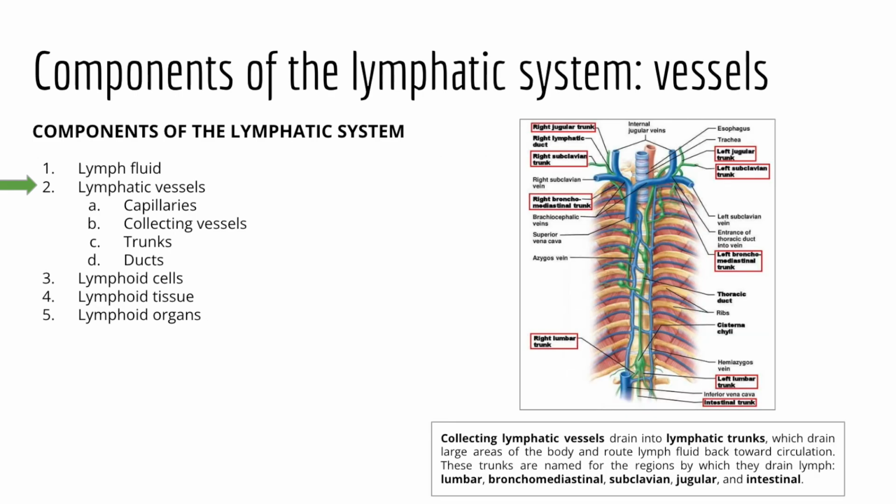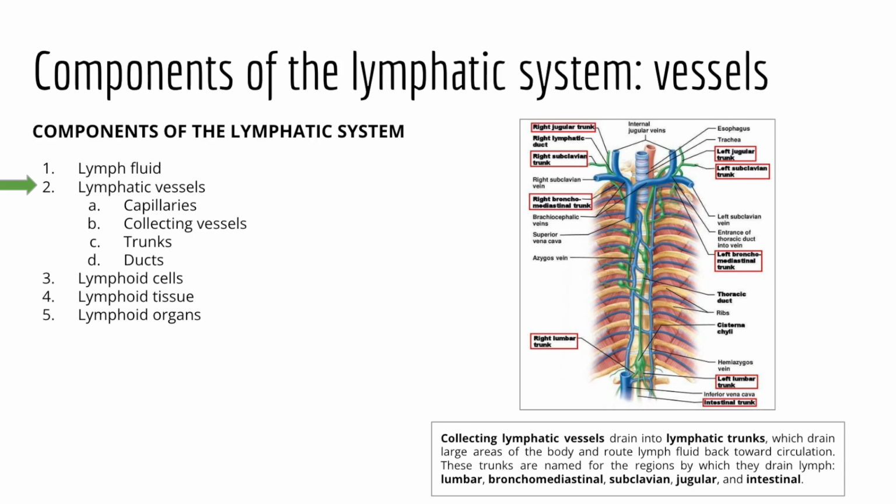As we progress and continue moving toward the heart, we're going to move from the lymphatic capillaries to collecting vessels. Now we've filtered lymph fluid via our lymph nodes, and ultimately our collecting vessels are going to converge or unite to form lymphatic trunks, or lymph trunks, which serve as a major conduit that will drain lymph from various regions of the body.